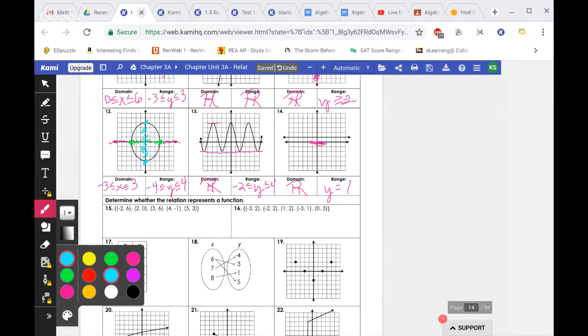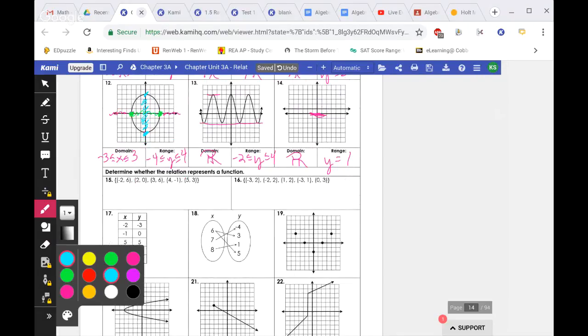Instead of writing negative infinity to positive infinity, we just write all real numbers? Yes, you can. I'm showing all the different ways that you can write it. This is not the answer to 15 and 16, but you can definitely write negative infinity to infinity. You can write all real numbers. These are two different ways that you can do it.